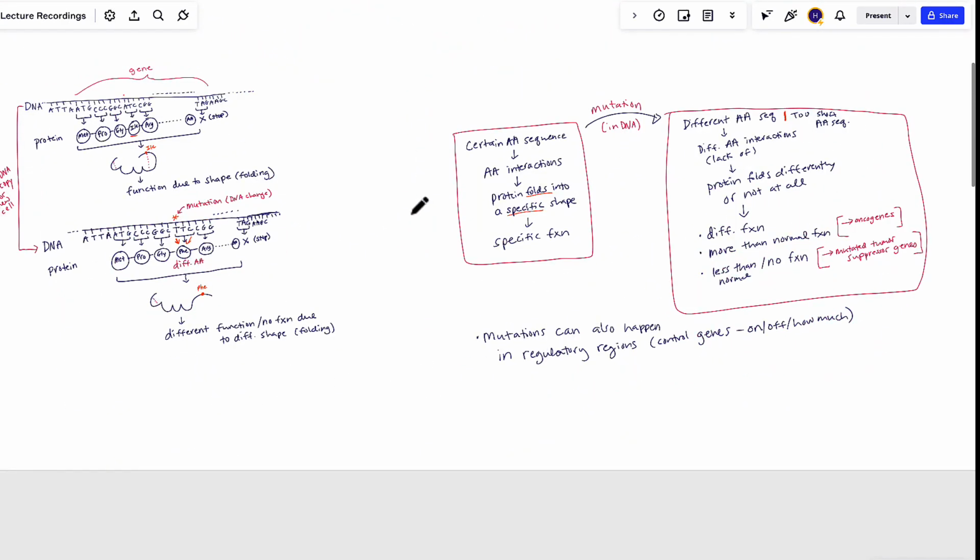So that's what a mutation is, and why it actually has consequences for the cell and what it can do and what it can't do and how it behaves.